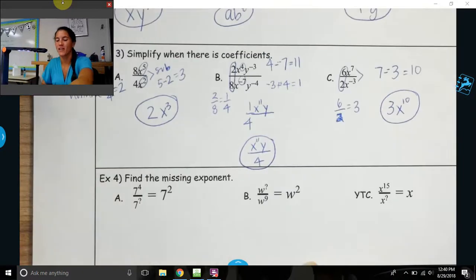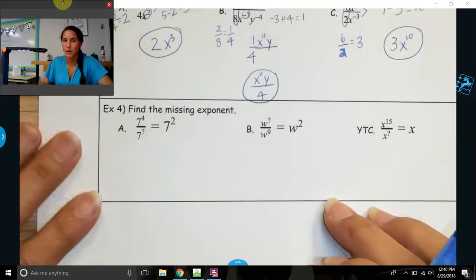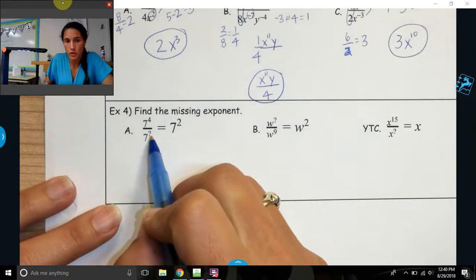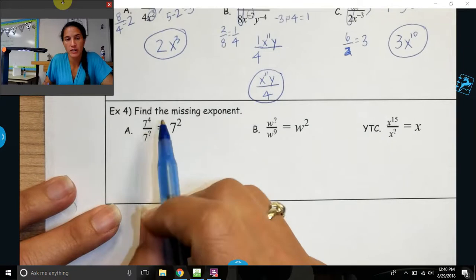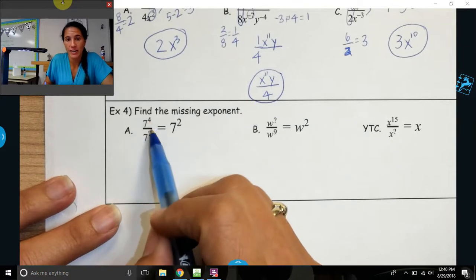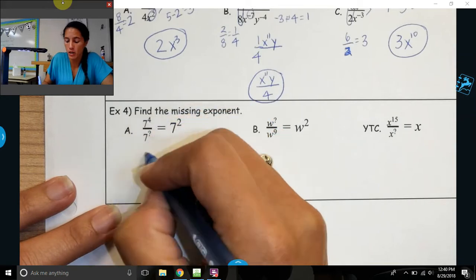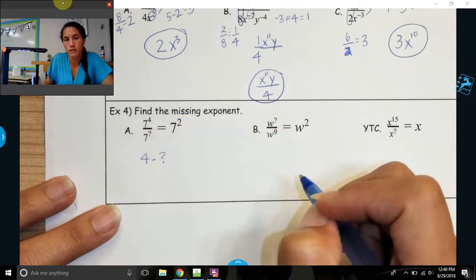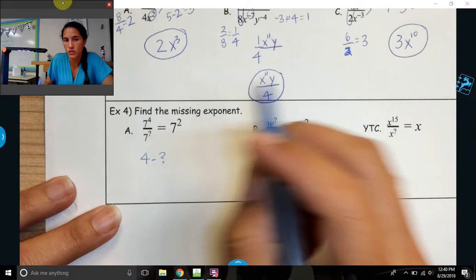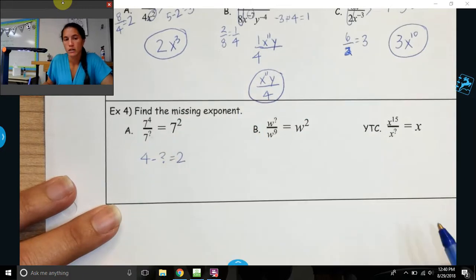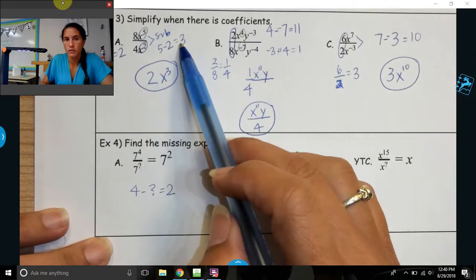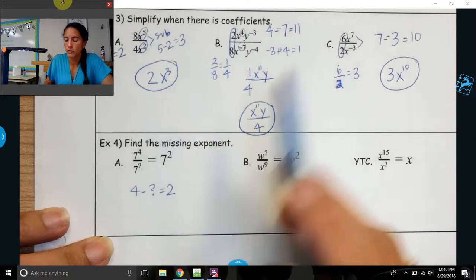All right, so our last example says find the missing exponent. You see the question mark. We need to figure out what this missing exponent is. Well, I have division, and we know that when we have a division problem, if the bases are the same, we're going to subtract our exponents. 4 minus question mark, and that has to equal 2. Because everywhere else, when we subtracted, that answer became our exponent.